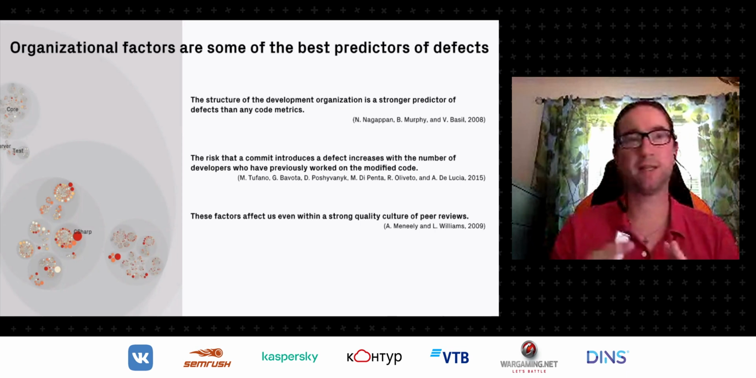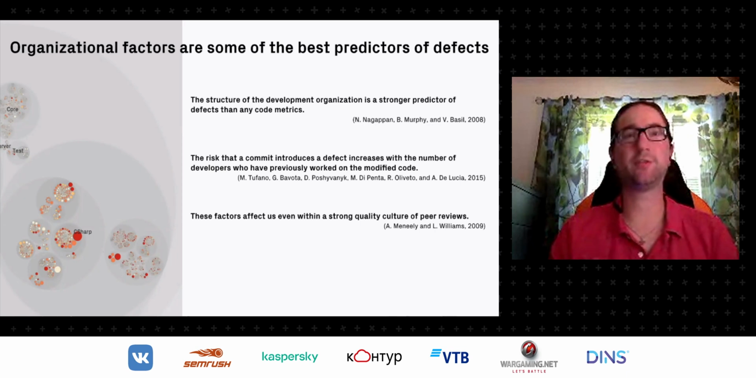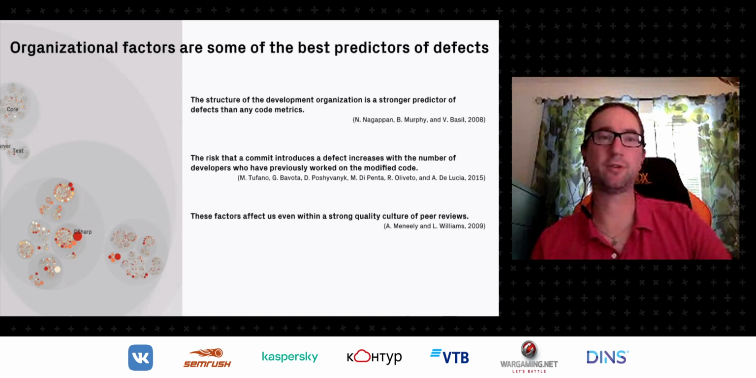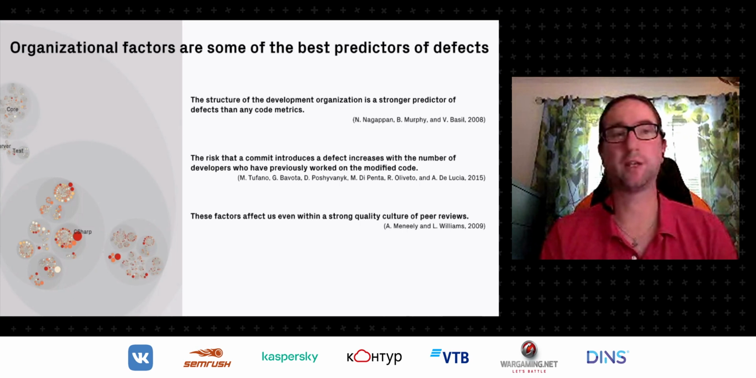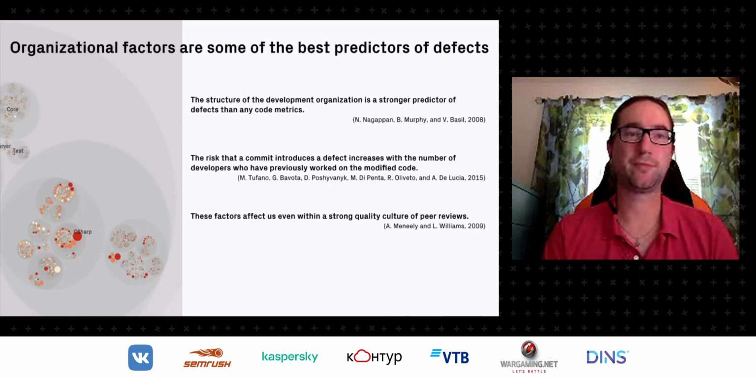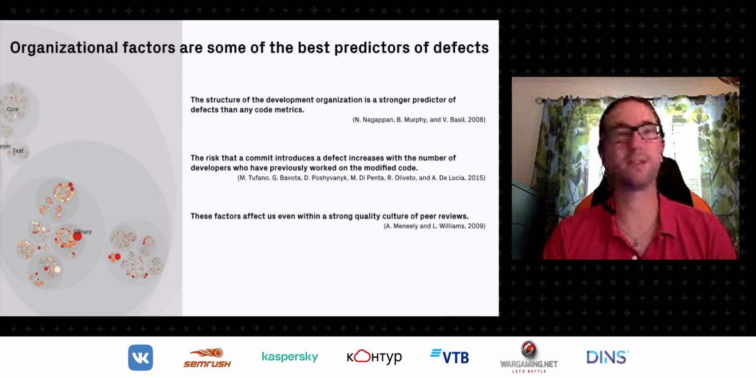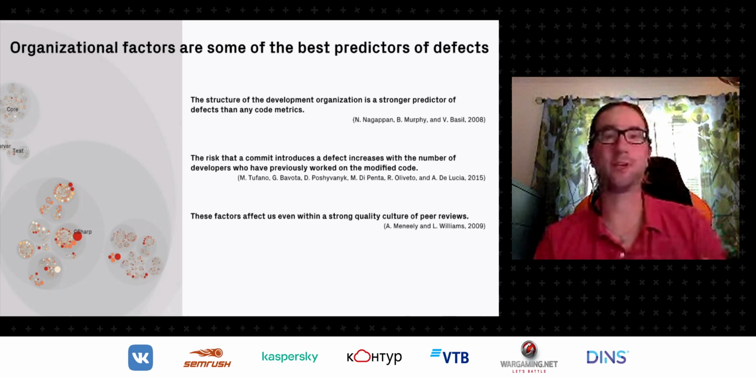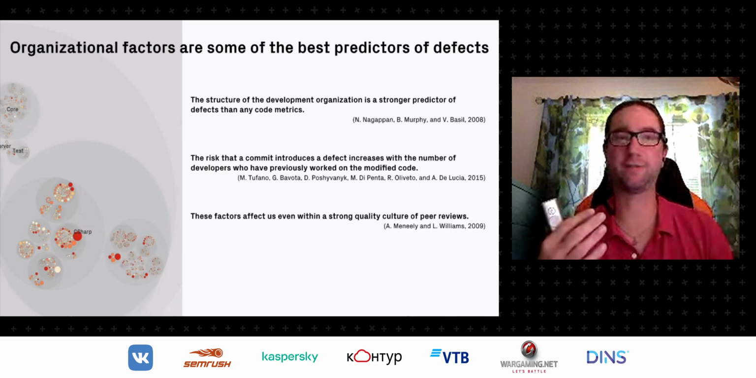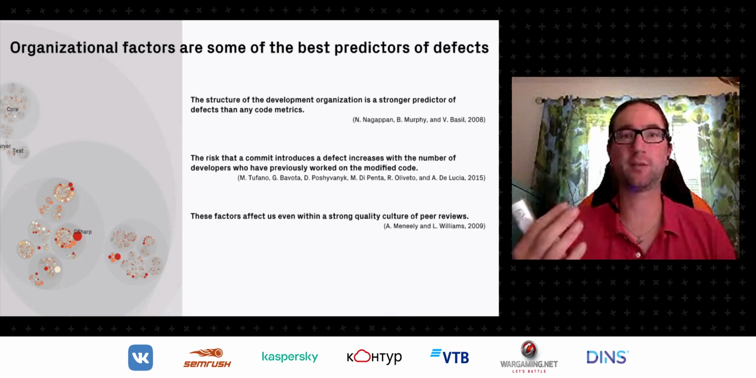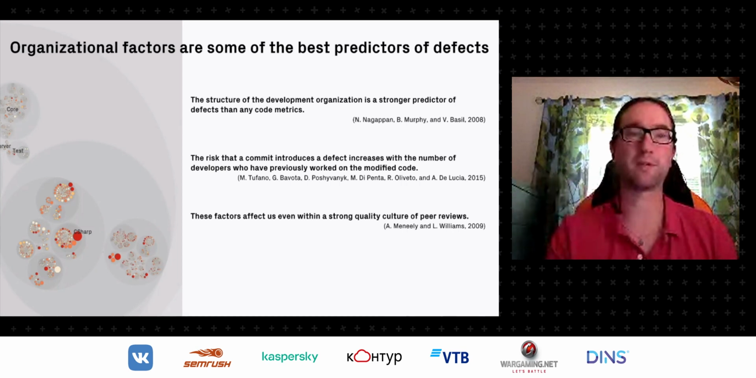So I like to end this by pointing you to some fascinating research on the social side of code. And I have much more details about that in the references I'm going to give you. So let's look at the first piece here. The structure of the development organization is a stronger predictor of defects than any code metrics. So that means we don't even have to start by looking at things like cyclomatic complexity and other complexity metrics. The social side of code, if we're after correctness, if we're after predicting defects, factors like developer congestion are much, much more important.